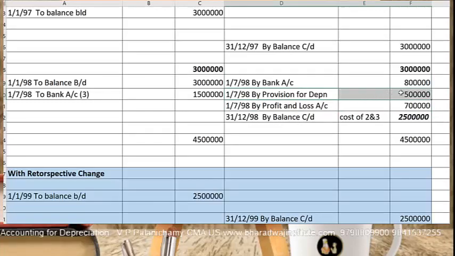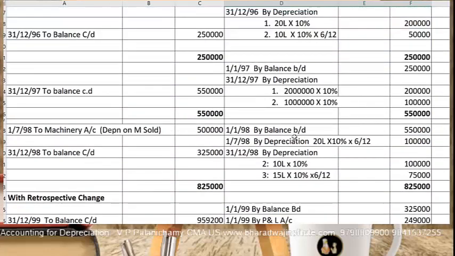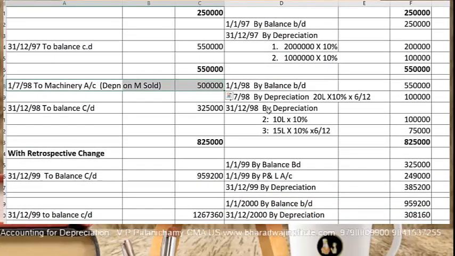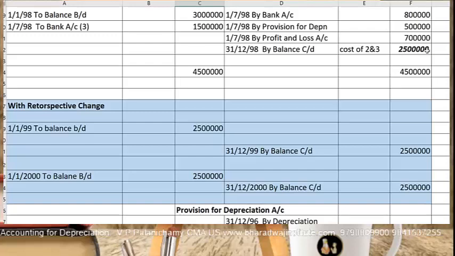This provision for depreciation will go to provision for depreciation account as to machinery account, depreciation on the asset sold. Then at the end of the year, we provided depreciation on second machine and third machine for 6 months. Second machine is there throughout the year. Third machine we provided for 6 months. We get 3,25,000. Then asset also we close, we get 25 lakhs. That is the cost of second machine and third machine.